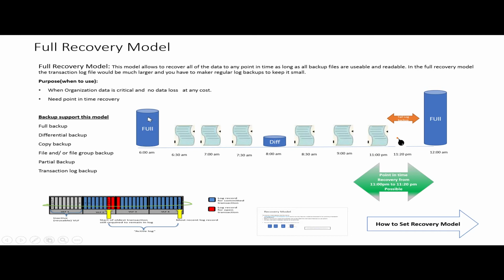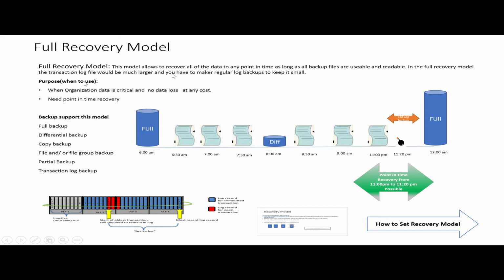Suppose we took the full backup at 6 AM. Then at 6:30, 7 AM and 7:30 AM we took the log backups. And at 8 AM we took this differential backup. Then again at 8:30 AM, 9 AM and 11 AM there are the log backups. And unfortunately at 11:20 the disaster occurs, due to any reason, like a crash in the system.